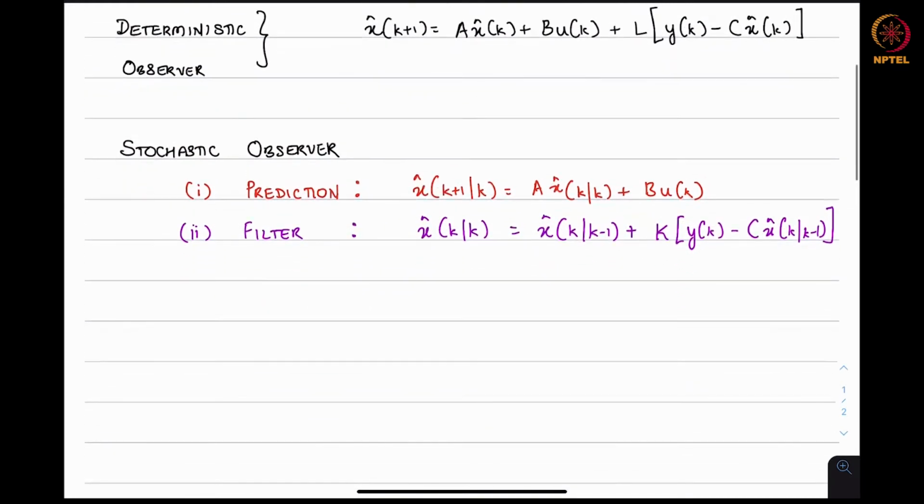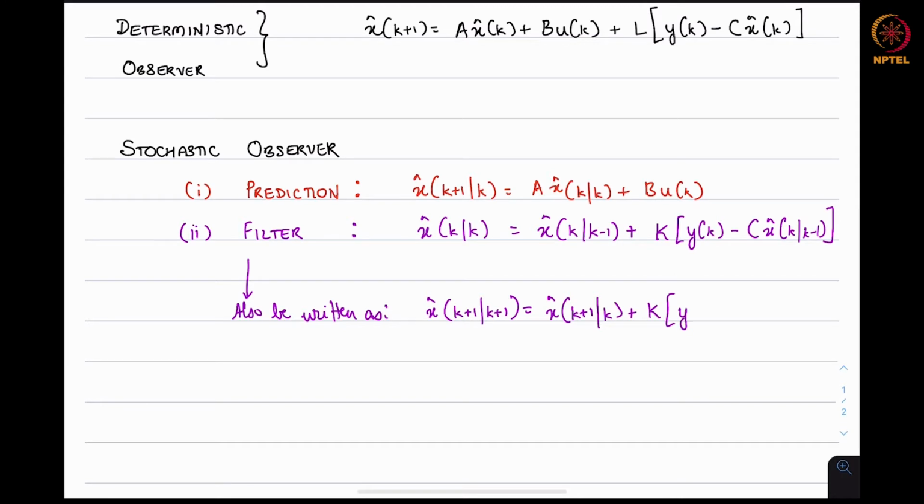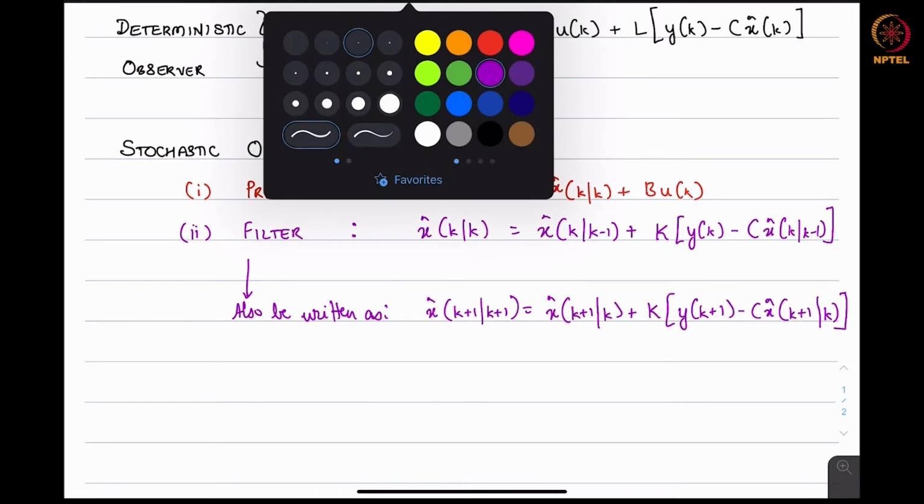Okay, this can also be written as x hat k plus 1 at k plus 1 equal to x hat k plus 1 at k plus K multiplied by y k plus 1 minus c x hat k plus 1 at k. Both of these are equivalent. What we have done is just replaced k with k plus 1. Okay, a few definitions.